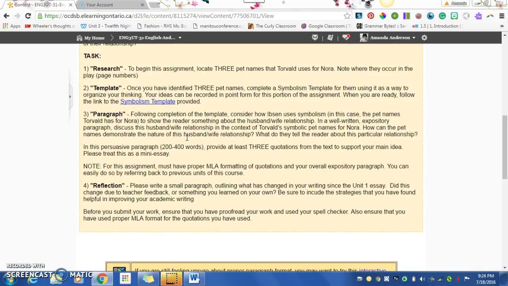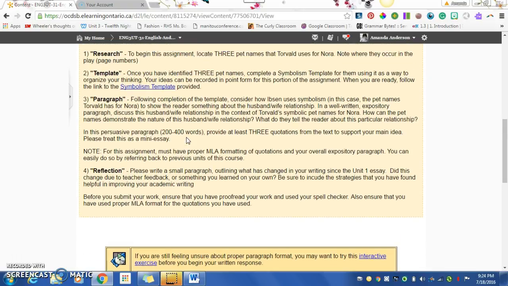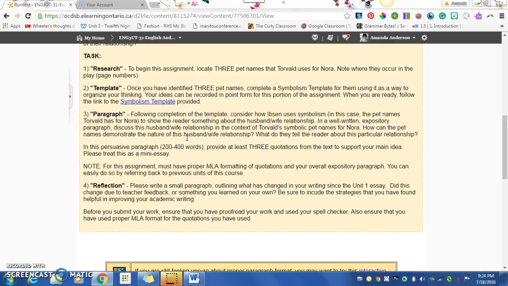I will be marking MLA on this, so if your MLA has been kind of sketchy, this is a chance for you to improve your grade. The last little bit is the reflection. I want to see if there's anything that's changed in your writing since Unit 1. You did write me a mini essay, or an essay for that matter, for The Strangers That Came to Town. Did your writing change because of something I said?